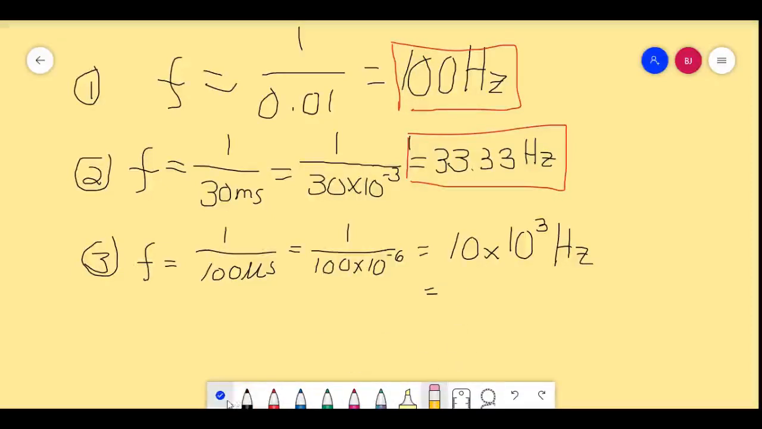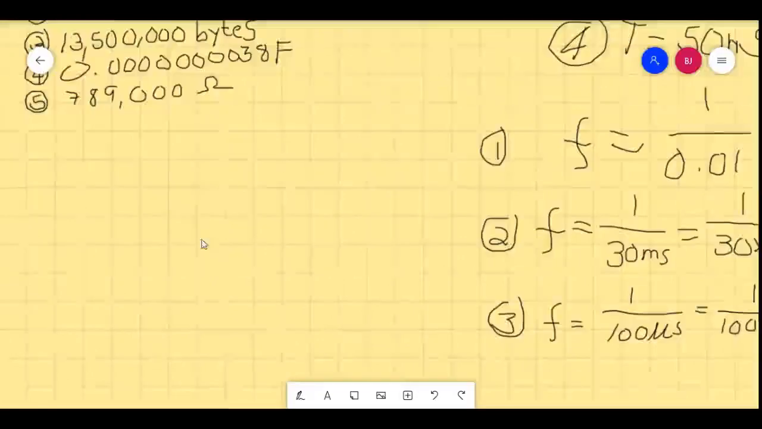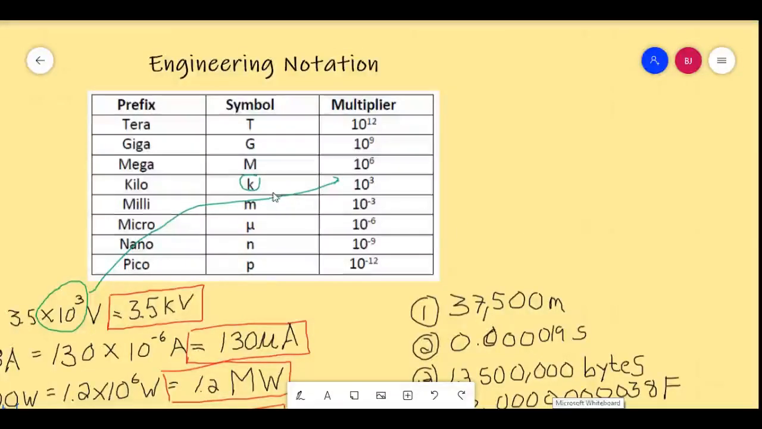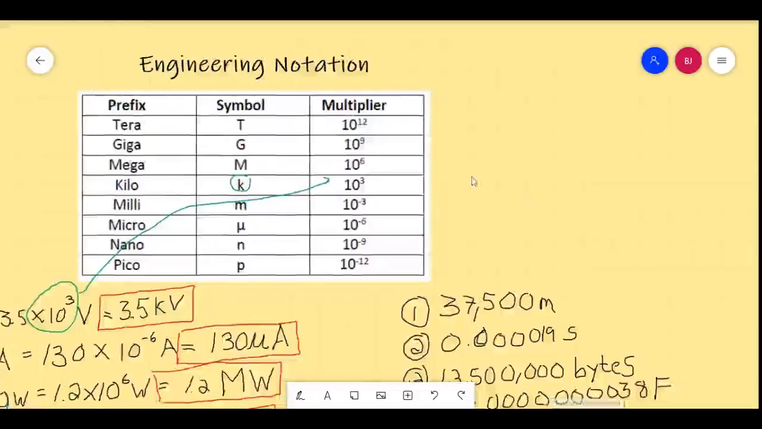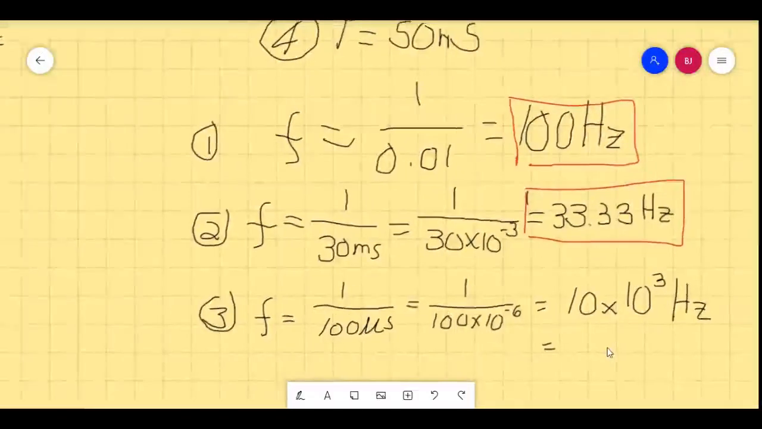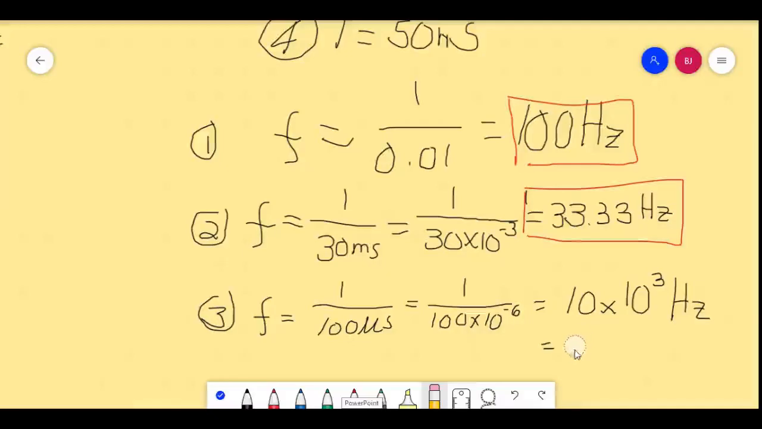Okay. If you don't, let's look at the table. 10 to the 3 is kilo. Okay. So 10 to the 3 is kilo. So we write in 10, then this is K, kilohertz, and that would be our answer.